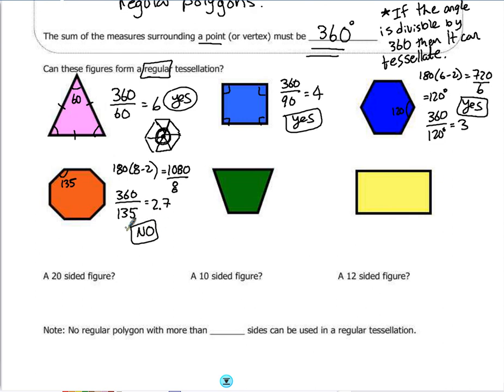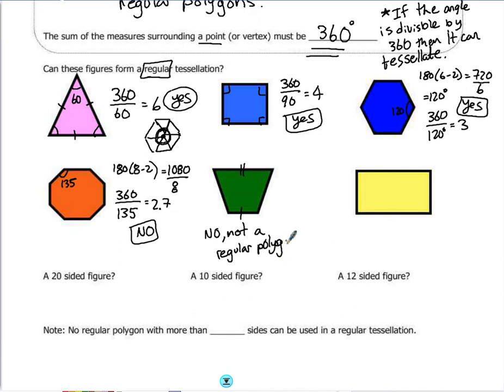Here I have another figure that is a quadrilateral, it's 4-sided, but it's actually called a trapezoid because not all the sides are the same length. This side is a different length than this side. And since it's not a regular polygon, it's not going to tessellate regularly. So it has to be a regular polygon to tessellate regularly.